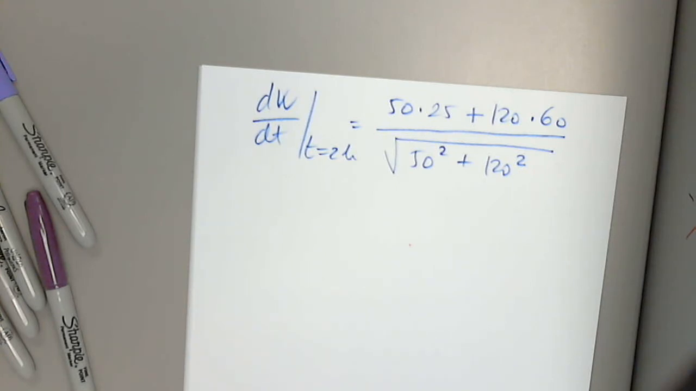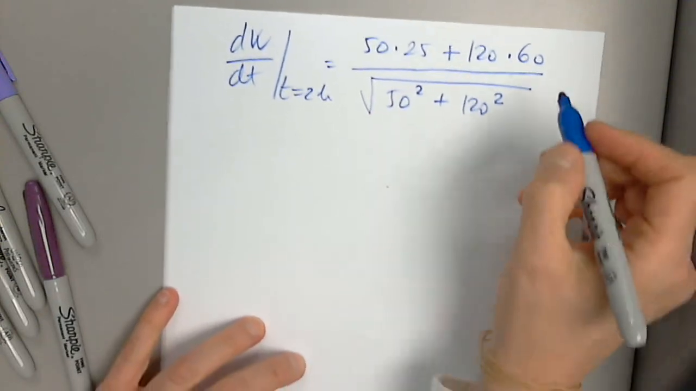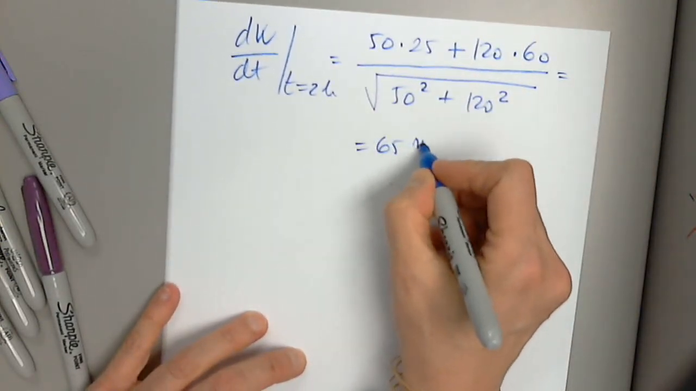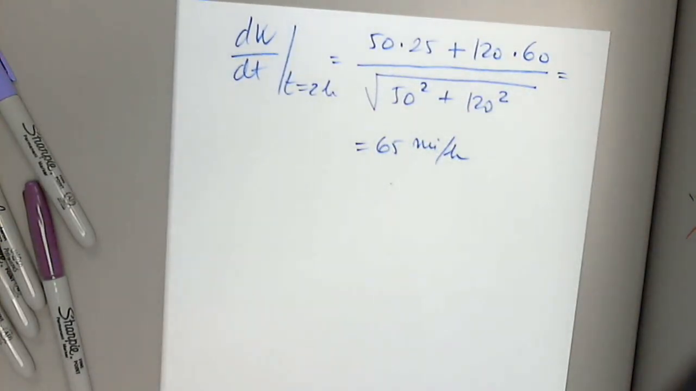Okay, good. So the answer is 65. Without a measurement unit, it means nothing. I mean, I shouldn't say it means nothing, but almost nothing. Miles per hour. This is the rate of change of the distance. So when the two cars are moving away from each other, one going south and the other one going west, the distance between those two cars is changing at 65 miles an hour. Any questions?